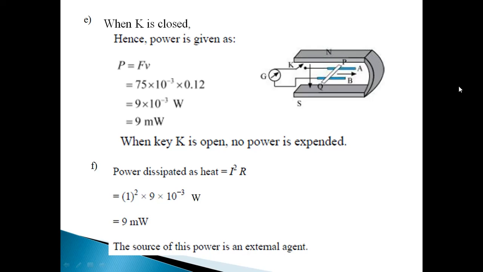F. How much power is dissipated as heat in the closed circuit? What is the source of this power? So the power dissipated as heat is I squared R, and I we had already calculated as 1 ampere and R is 9 milliohm. So you get your answer again to be 9 milliwatts. The source of this power is an external agent.